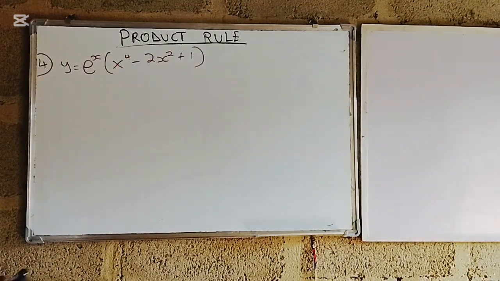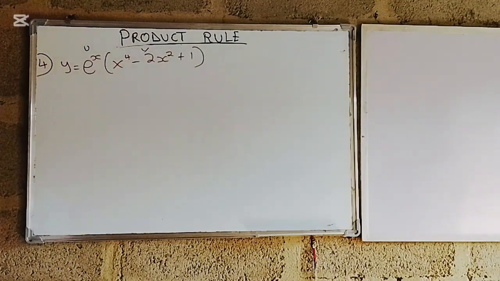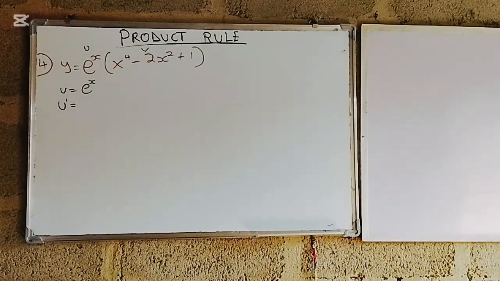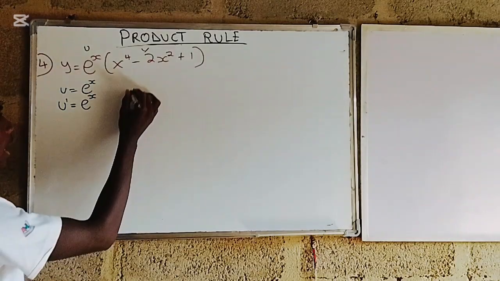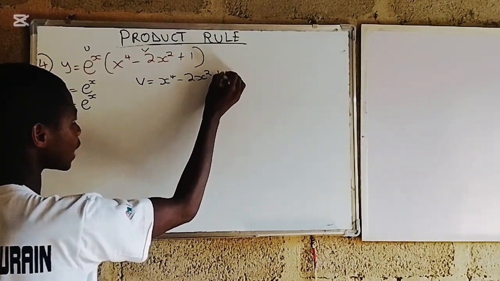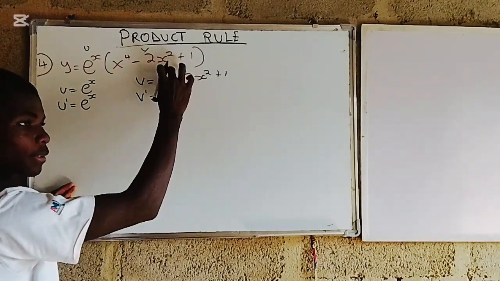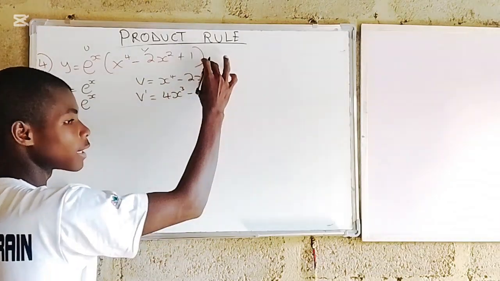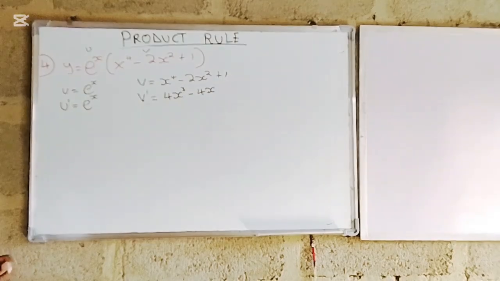So let's say the third question. We have e to the power of x. So this should now be u and this should now be v. U is equal to e to the x, and therefore u prime, the derivative of e to the power of x, is the same thing, e to the power of x. And v is x power 4 minus 2x squared plus 1. And therefore v prime should now be equal to the derivative of x power 4, which is 4x power 3, minus the derivative of 2x squared, which is 4x, and the derivative of the constant is 0.